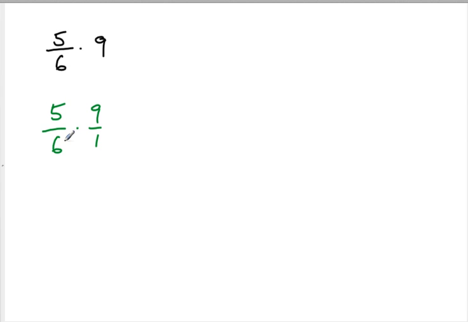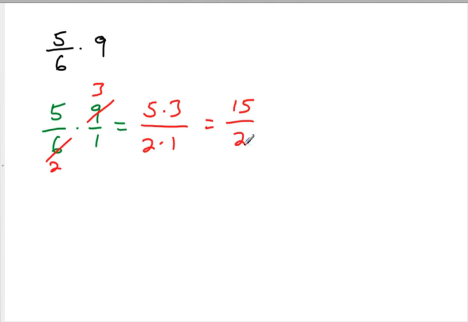So now we have 5 over 6 times 9 over 1. Once again, we should reduce before we do the multiplication. So these are each divisible by 3. So 9 divided by 3 is 3. 6 divided by 3 is 2. Now we just do the multiplication. 5 times 3 on top. 2 times 1 on the bottom. So we get 15 over 2.